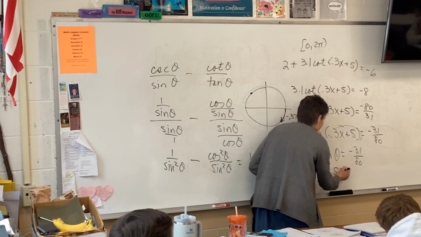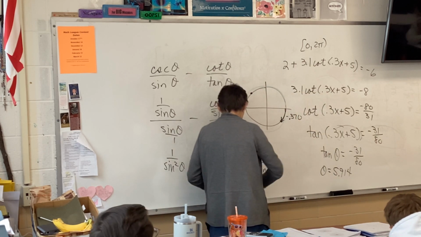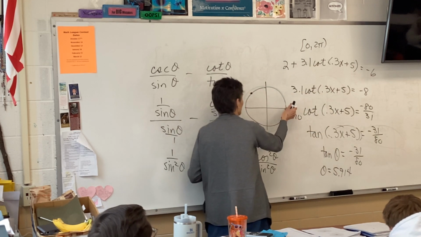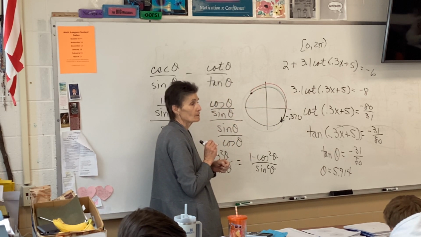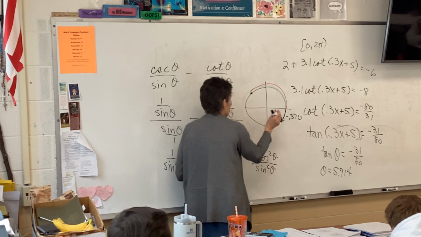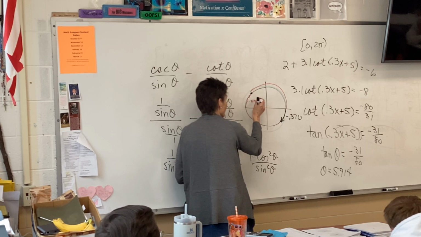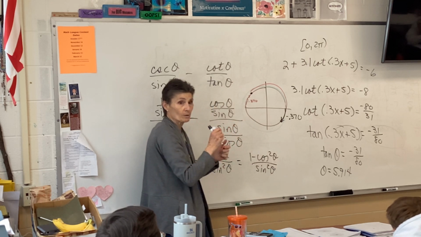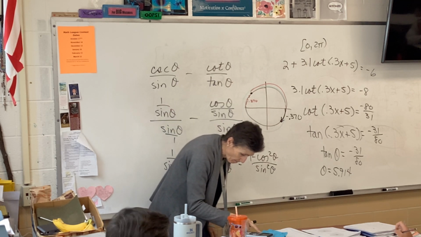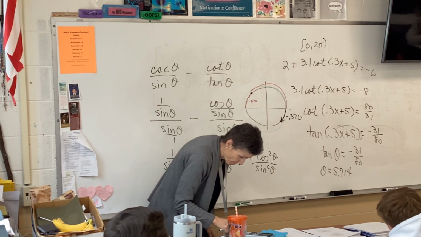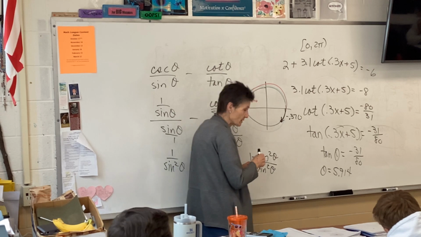So 5.914 is one option. And then what about the second quadrant option? Now be careful. If that's 3.370, this part's 0.370, right? So I'll do pi minus 0.370. And it's 2.772.